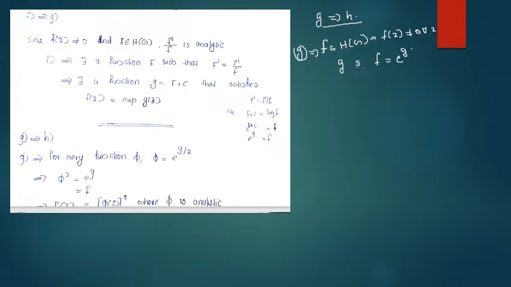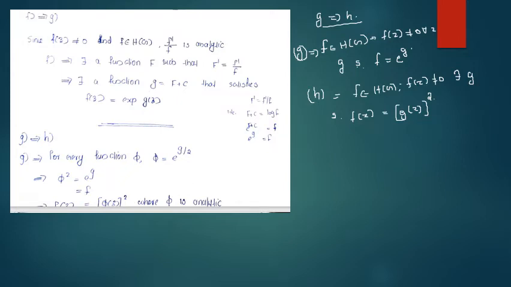f of z equals e raised to g of z, and in h we need to prove that for any f belonging to h of g, with f of z not equal to 0, there exists a function g such that f of z equals g of z the whole square. I am giving another proof instead of the proof given in your note.